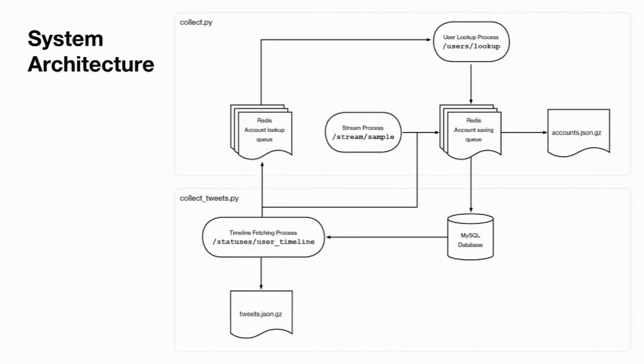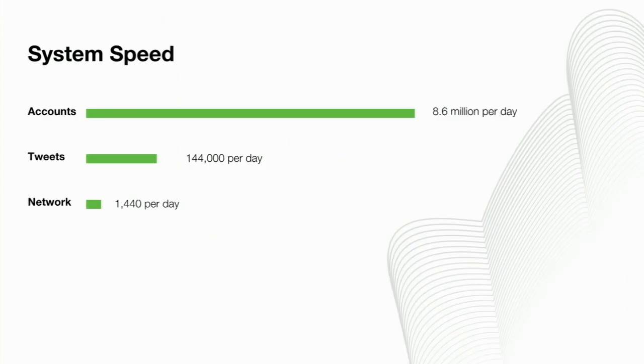So this is what our overall data gathering system looked like. We're not going to cover every box and every arrow in the flowchart, but really there are two parts to the system. There's gathering accounts and gathering tweets. And we talked about speed. This is what that looks like in summary.